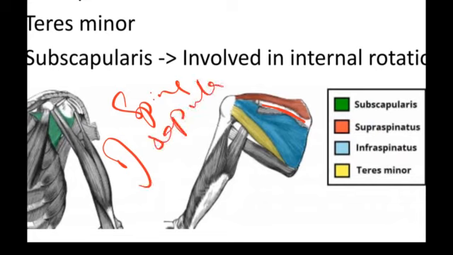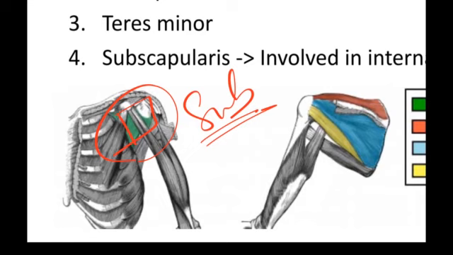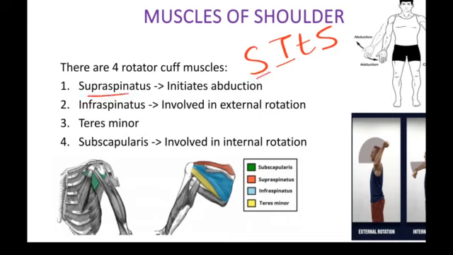The muscle above the spine is the supraspinatus muscle; supra is nothing but above, spinatus is the spine, therefore supraspinatus. The muscle below the spine is the infraspinatus muscle, the blue one here. And this is the teres minor, and this, if you can see, is the subscapularis muscle. Sub means under, so this muscle is under the scapula. So these are the 4 muscles of the rotator cuff: S for supraspinatus, I for infraspinatus, T for teres minor, small t, and S for subscapularis.